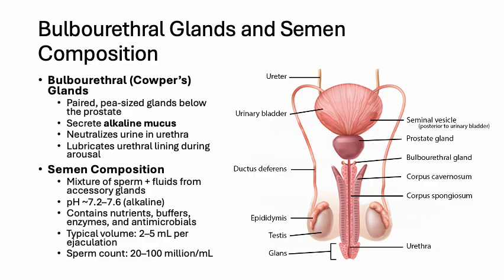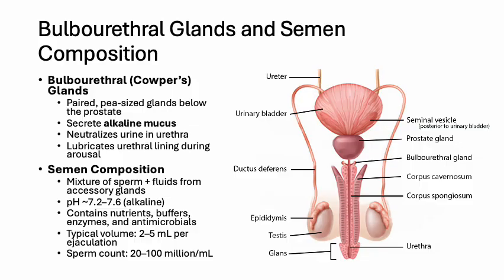The last accessory glands are the bulbourethral glands, also known as the Cowper's glands. These small glands sit beneath the prostate and secrete a clear alkaline mucus during sexual arousal. This pre-ejaculate neutralizes any acidic residue in the urethra from urine and lubricates the passage for the semen that follows.